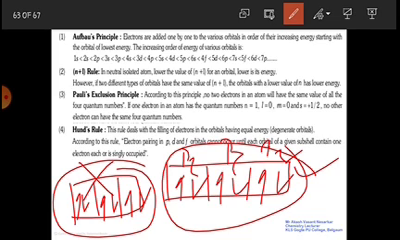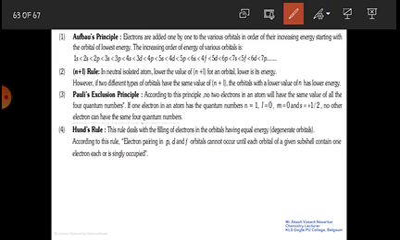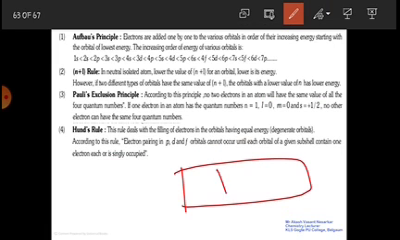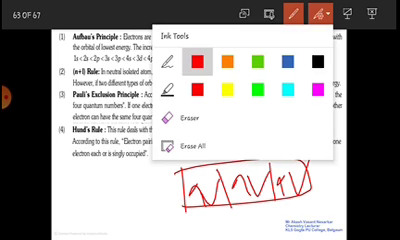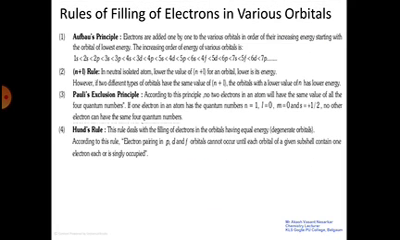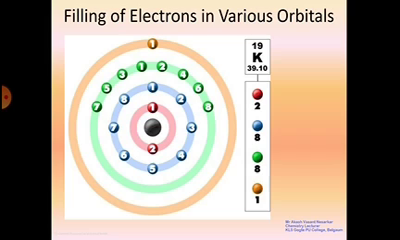So this is Hund's rule: electron pairing in p, d, f orbitals cannot occur until each orbital gets one electron. Each orbital should first get one electron, then we start pairing. So this is Hund's rule. These are the 4 rules of filling electrons in various orbitals, and these rules are very important. So, filling of electrons in various orbitals.